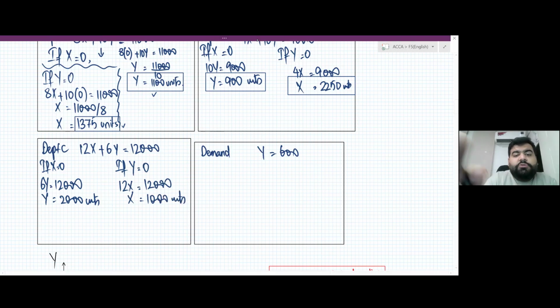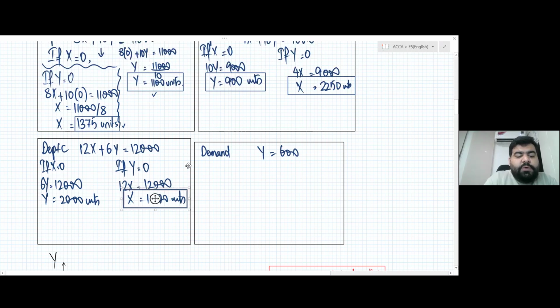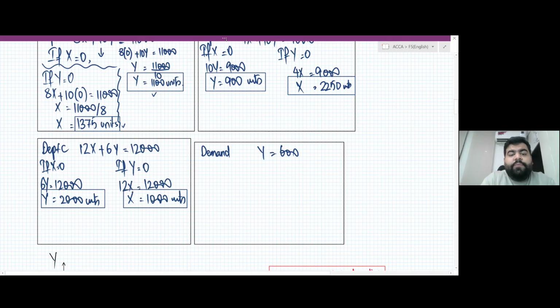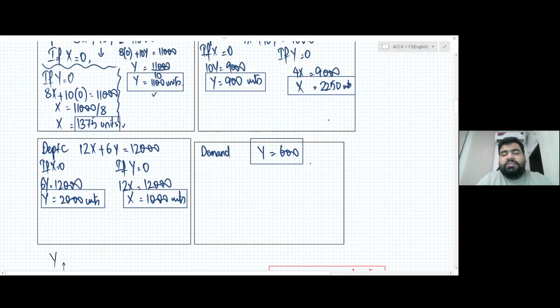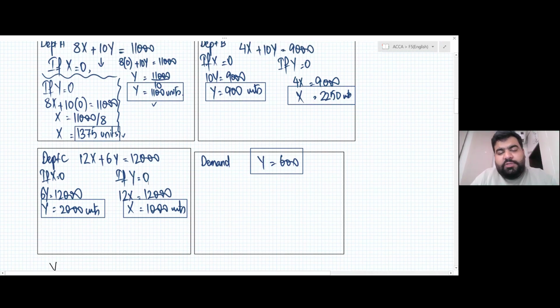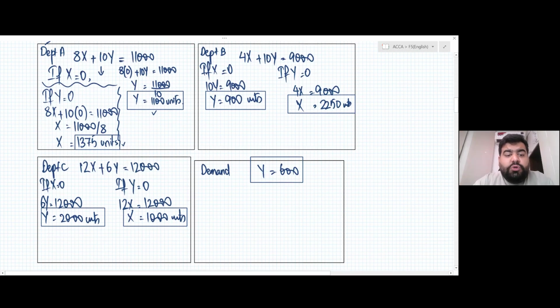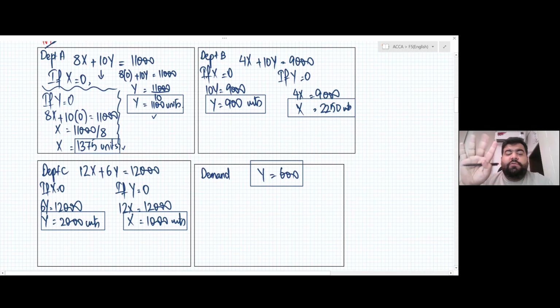So in both scenarios we have calculated, X will be produced 1000 in this scenario and Y will be produced 2000 in this scenario. And for the demand, obviously Y is 600. For this case we will not do any calculation because Y is 600. We have a shortage in Y, so Y will be 600. You will not need to touch X in this scenario. Okay, so now we are given four boxes, for department A, B, C, and demand Y.